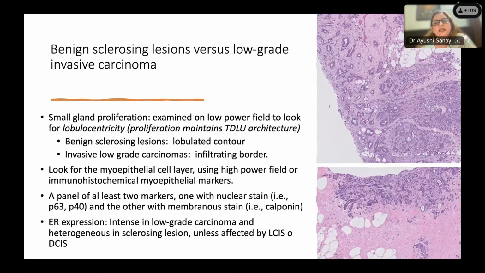It is many times mistaken on a biopsy. Benign sclerosing lesions, also something like a radial scar, can be mistaken for invasive tumor. And these are the points to help you differentiate.